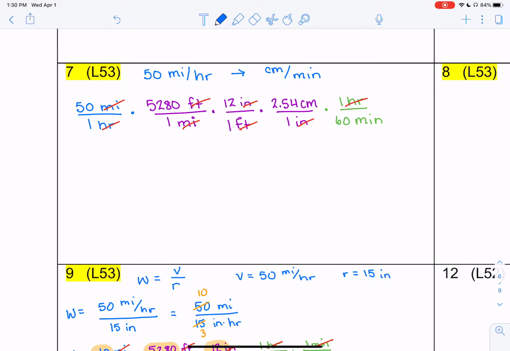Now I'm going to go through and multiply all the numbers that are left. And it looks like I'm only dividing by 60 on bottom. So I end up with 134,112 centimeters per minute. And that's my final answer there.